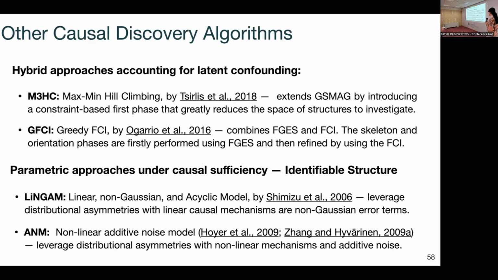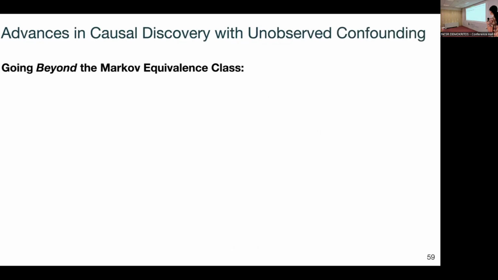Some other researchers proved as well that for non-linear functions with additive noise, so there is a function of the variables plus a noise, you can also have identifiability under causal sufficiency, because in these distributions you have some asymmetries. You can basically plot both directions and see that one direction is more probable than the other. But you need those assumptions.